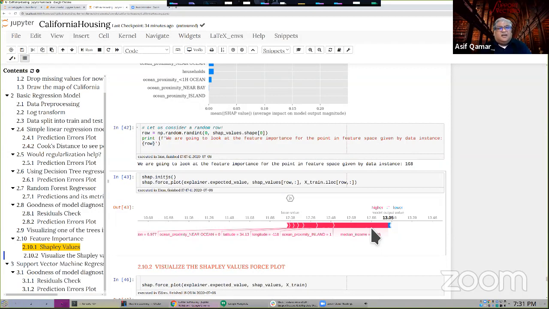Guys, is it easy to understand? It just shows you that for houses which are high value, what are the factors that are increasing the price of the house and what are the factors that are decreasing the price of the house? Right? So clearly, the older the house, it works against the house price.